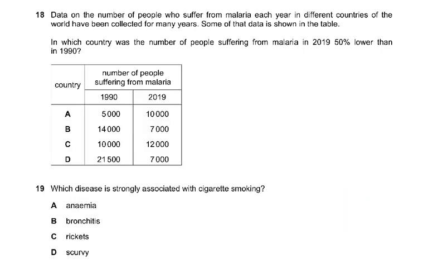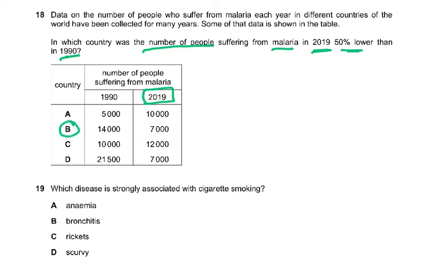Question number 18. Data on the number of people who suffer from malaria each year in different countries of the world have been collected for many years. Some of the data is shown. In which country was the number of people suffering from malaria in 2019 50% lower than 1990? So very simple.